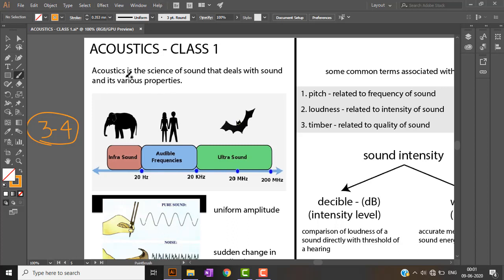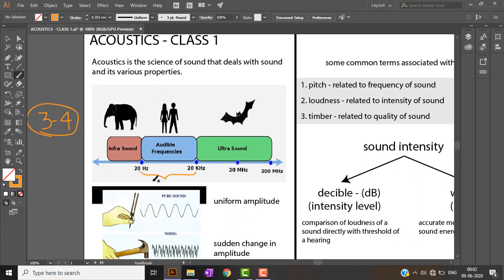Okay, so acoustics is a science of sound that deals with sounds and its various properties. A sound basically has various properties, so acoustics is a science that deals with those properties. A sound is classified into three types: infrasound, audible frequencies, and ultrasound. Audible frequencies are the frequencies which are audible to humans. So between 20 Hz to 20,000 Hz, humans can hear the sound if it's in this range of frequency. Beyond that, it is known as ultrasound, and below that, it is known as infrasound.